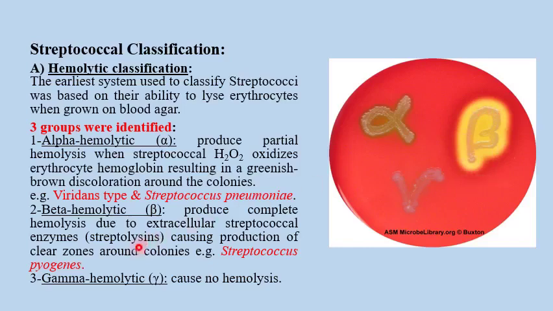And finally gamma hemolytic group, this cause no hemolysis. Here is the gamma. فهنا no hemolysis خالص occurs on the blood agar.